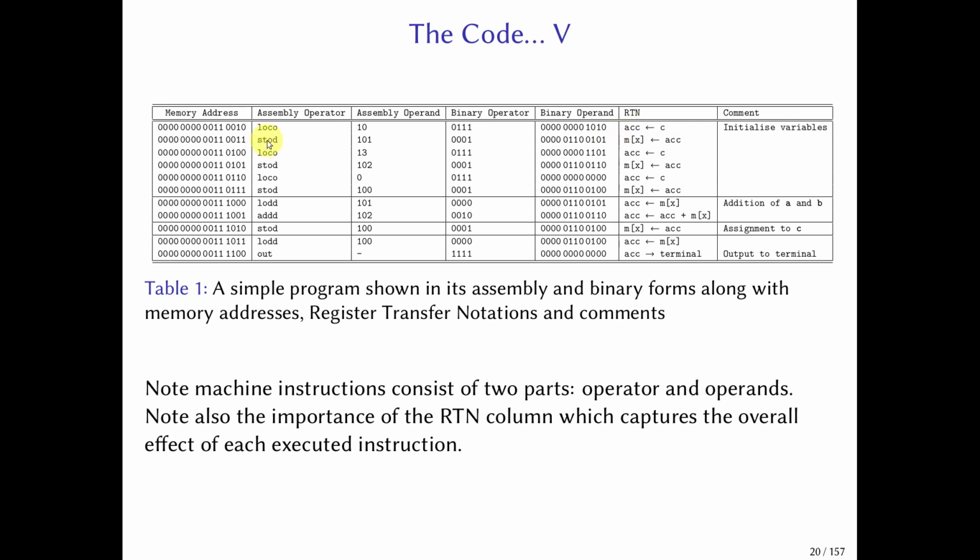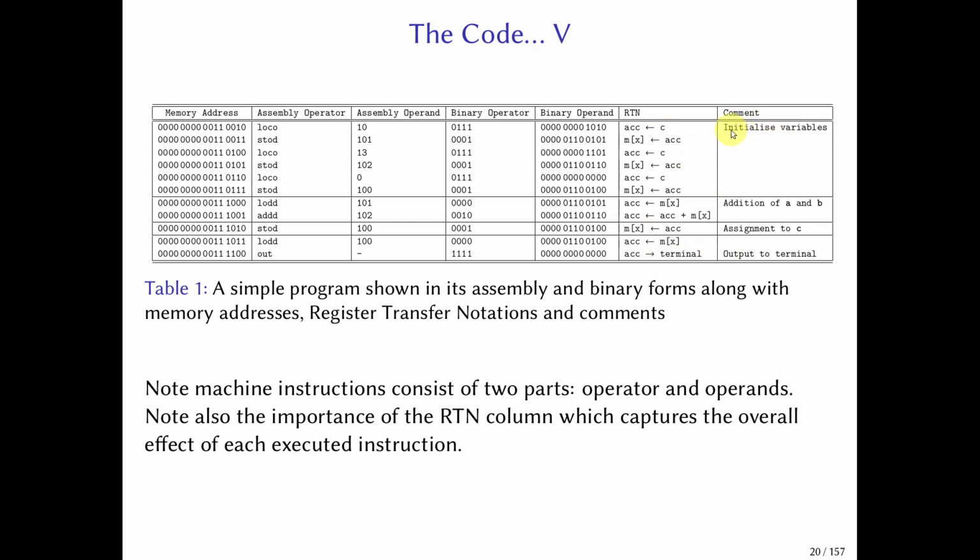And likewise, when we've executed stod 101, I can see by looking at the register transfer notation that the overall effect of stod 101 is that whatever value is in the accumulator will have been copied to the address X in main memory. So all of these register transfer notations are quite useful, because when we go to do our own assembly programming, one of the things that we'll have to do is to actually choose the right sequence of machine code instructions to program the system so that it works effectively.